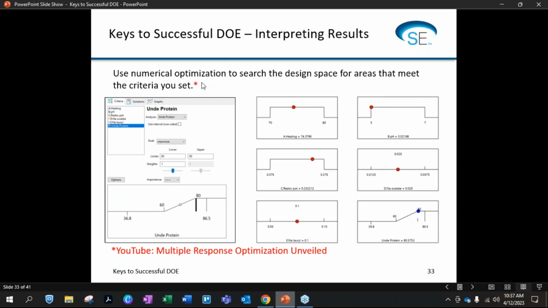So the numerical optimization, you can learn a lot more about that in our YouTube video, Multiple Response Optimization Unveiled. And it will talk about setting these lower and upper limits. It'll also talk about all of these other things, weights, importances, and such. This particular one shows my factor settings. All the red dots are the factor settings, and the response for the undenatured protein of about 80.5%.